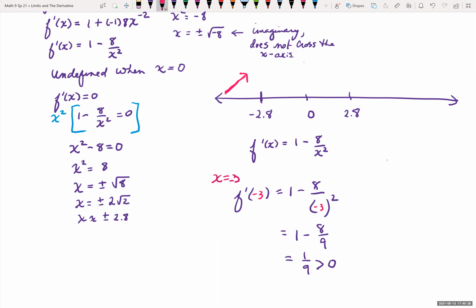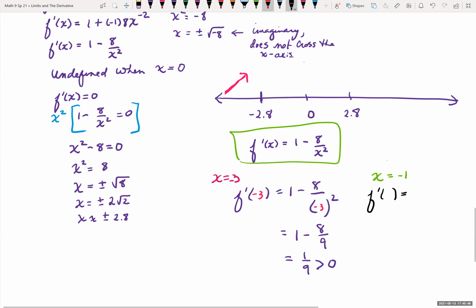And now choose something between -2.8 and 0. So if we chose x equals -1, and we went back in and plugged that into the first derivative wherever we saw an x, we would get 1 minus 8 all over -1 squared. So this is 1 minus 8, because -1 squared is 1. So 1 minus 8 is -7, which is less than 0. So that tells me it's decreasing until I hit 0.